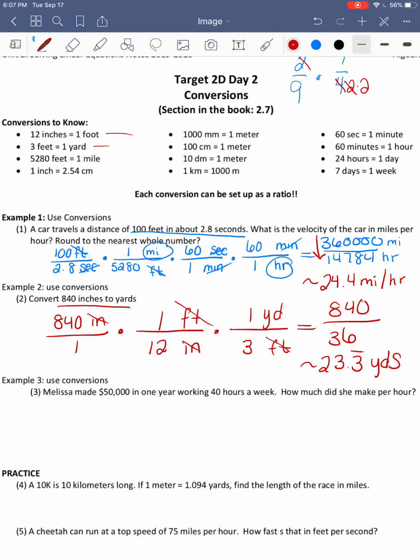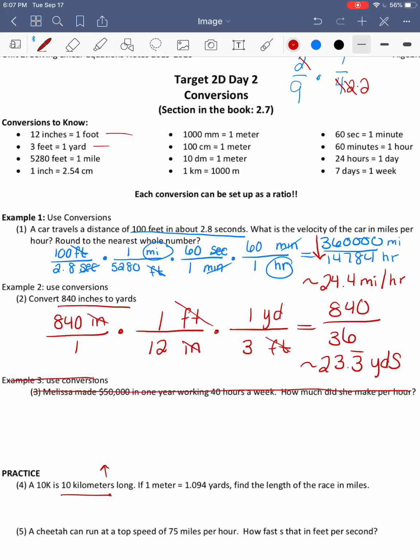Now example number 3, I don't like it, so cross it out. Woo, cross it out. Okay, so instead, what I'd prefer to do is let's do number 4 in the practice. Let's do that one together because that one's kind of a doozy. So what they're telling me is a 10K, like a race, is 10 kilometers long. That's why it has the name 10K.